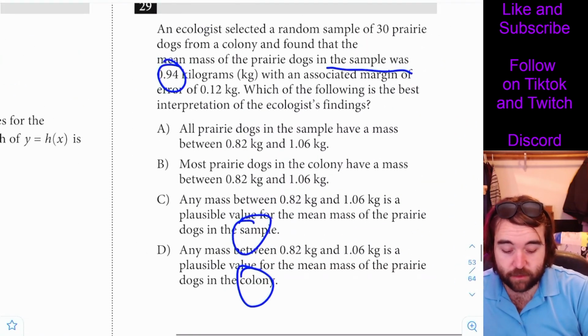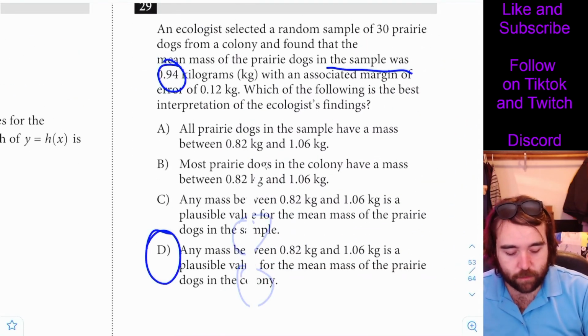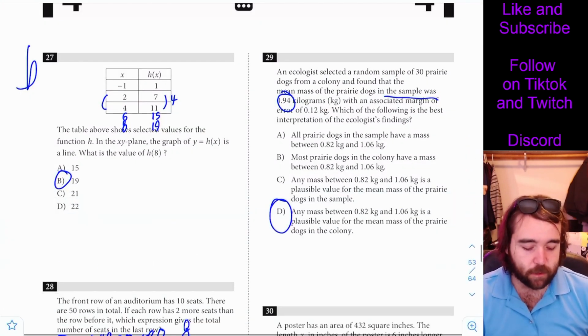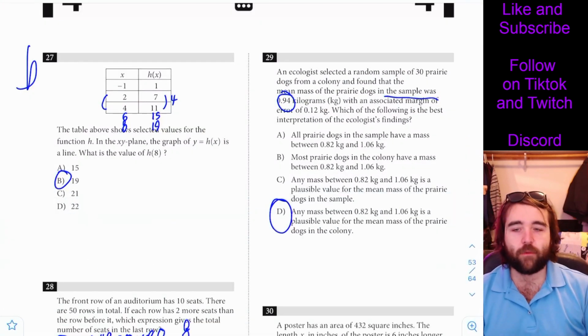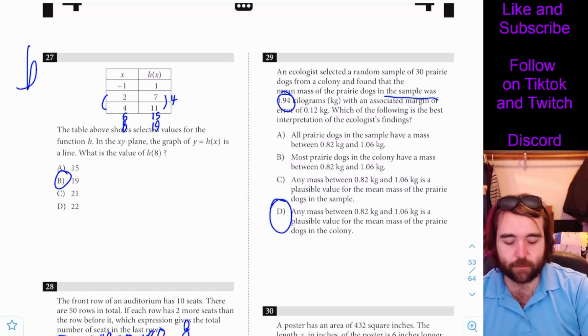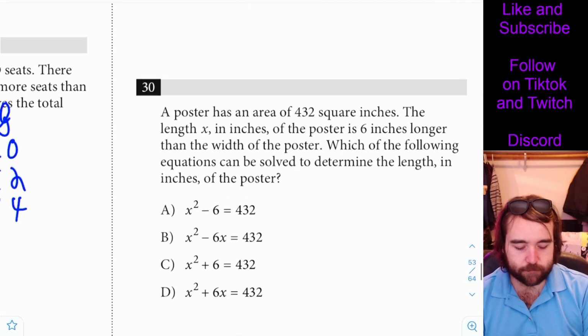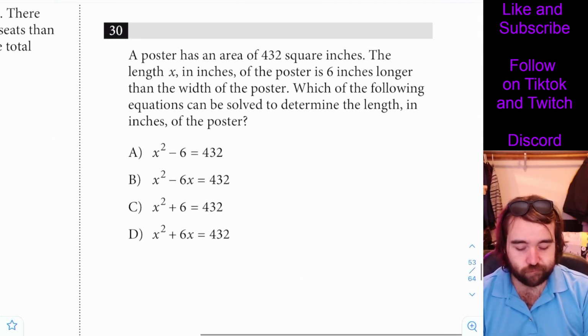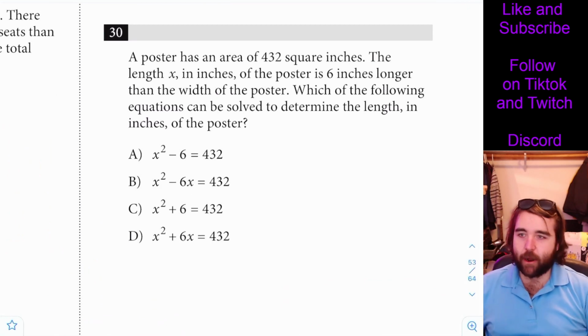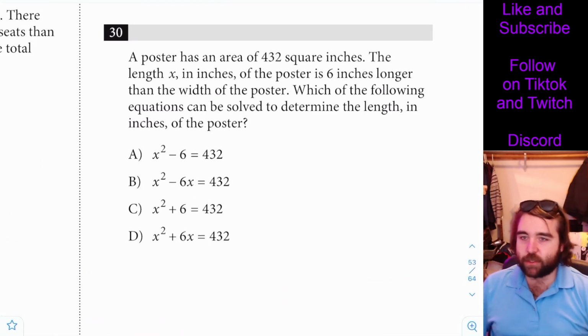That's why there's a margin of error. So what we're talking about here with our margin of error is that any mass between those two values is reasonable for the colony. We use the mean of the sample to calculate that. We know the mean of the sample. We don't know the mean of the colony. Got it? Got it. All right.